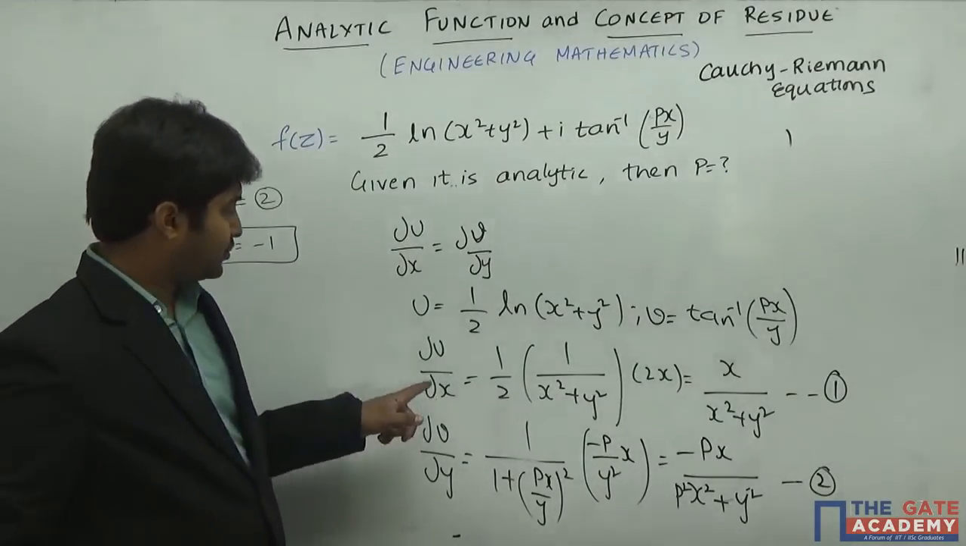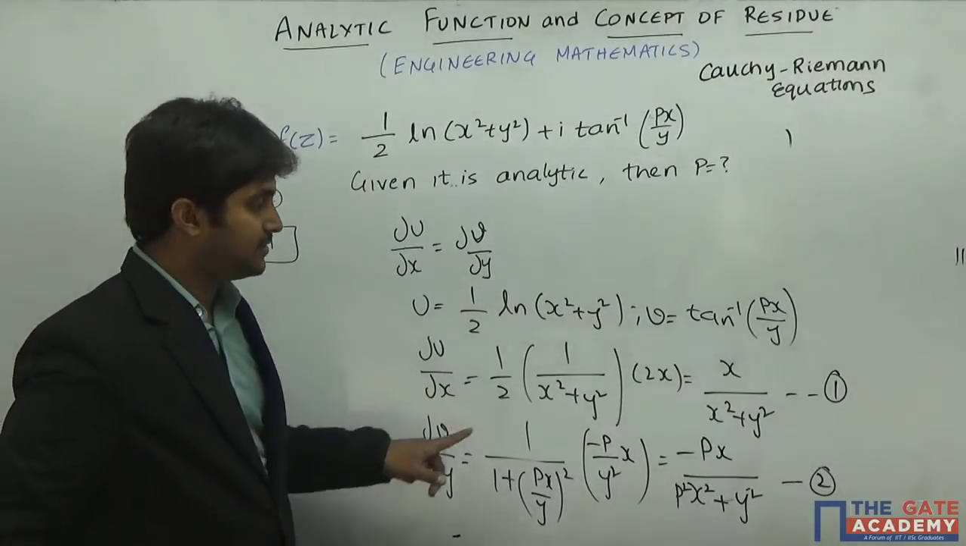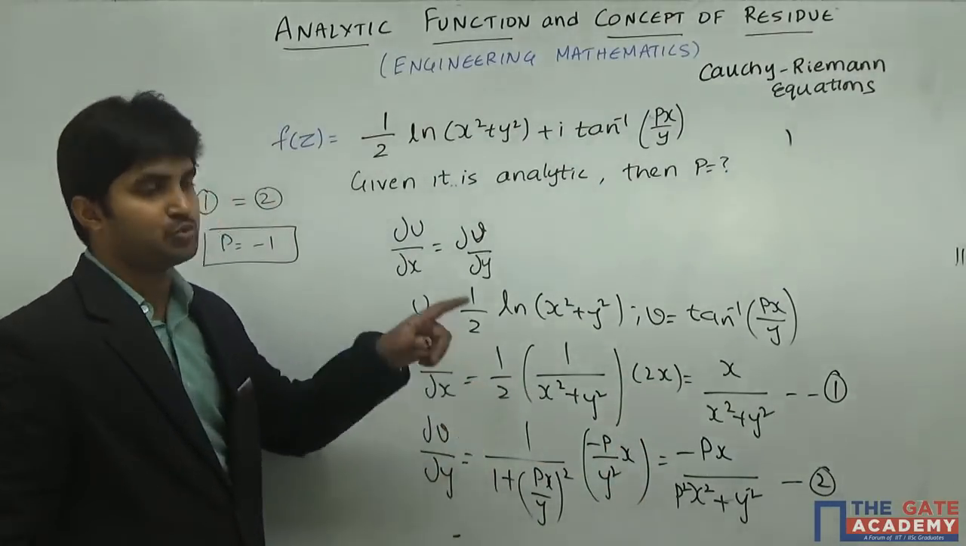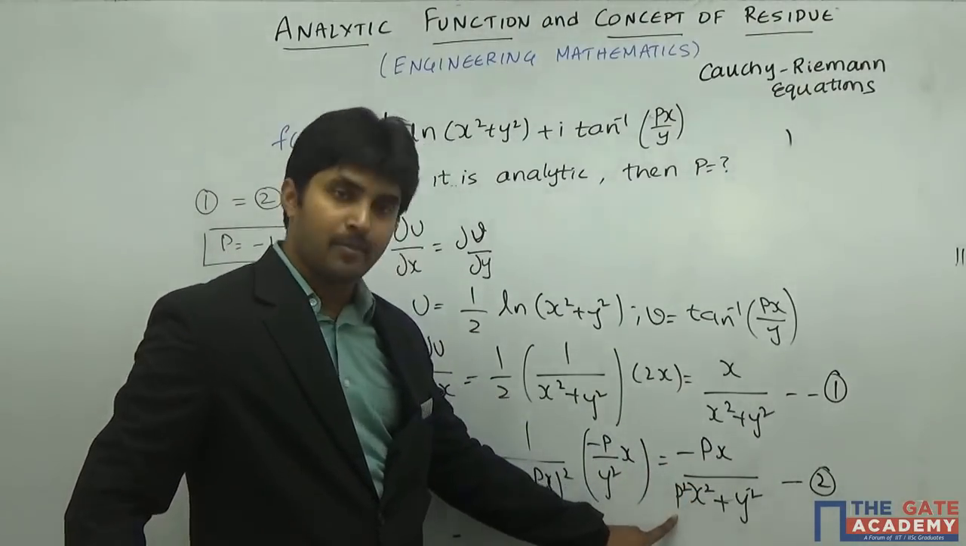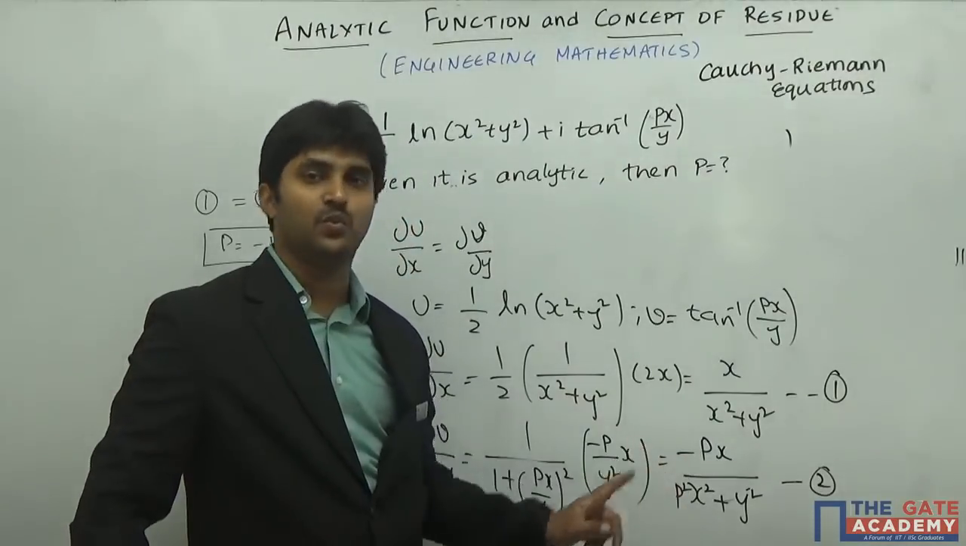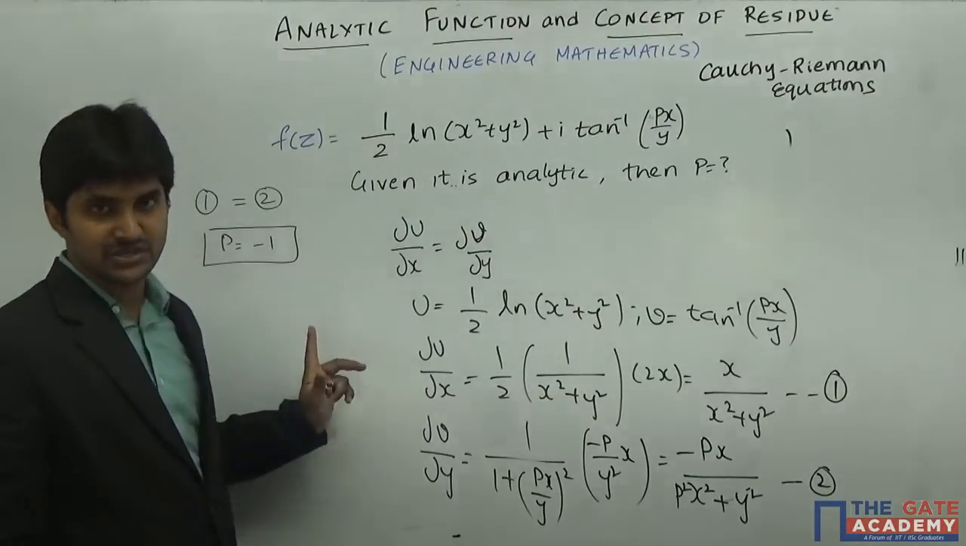So if you equate dou u by dou x is equal to dou v by dou y, the value of p should be equal to minus 1. If p is equal to minus 1, this is going to be x divided by minus x whole square, which is nothing but x square plus y square. So the value of p is equal to minus 1.